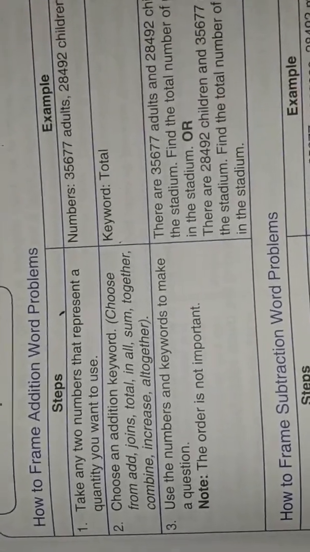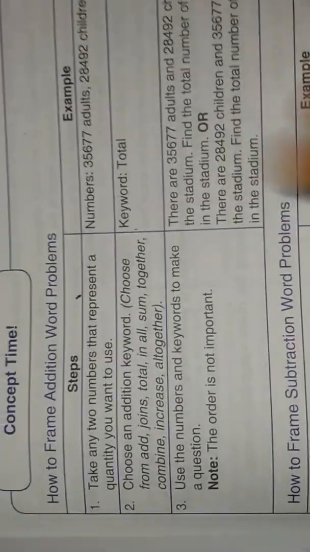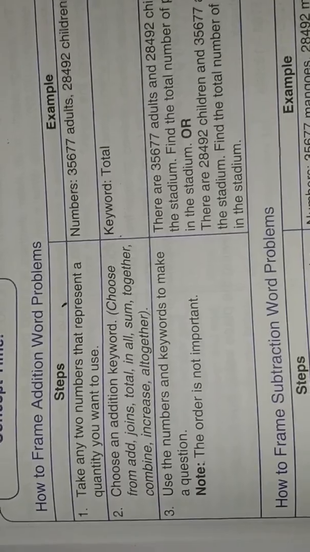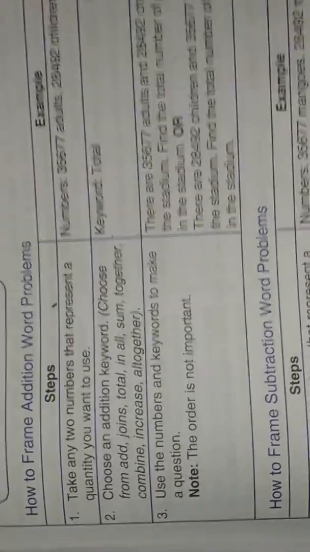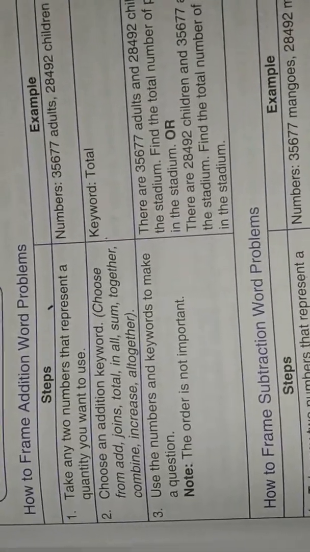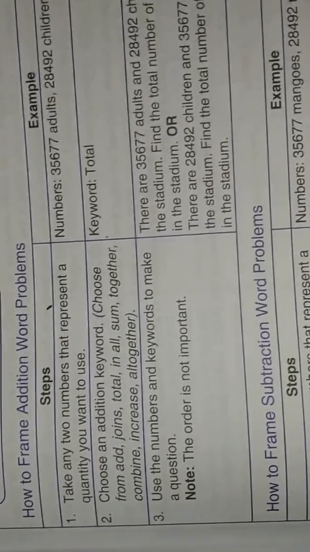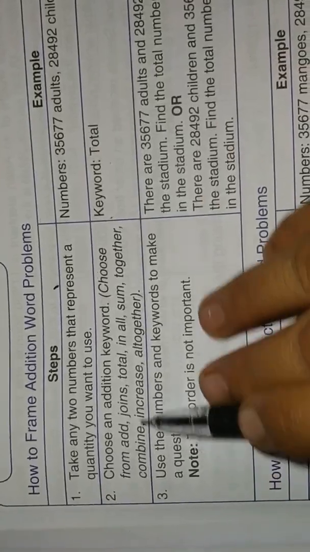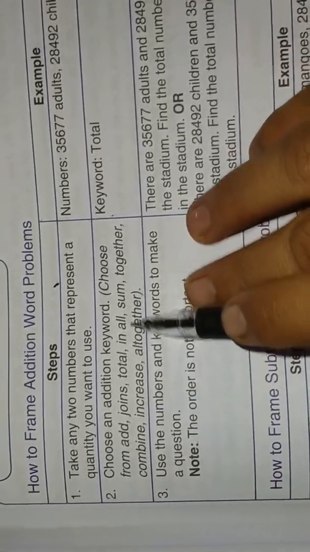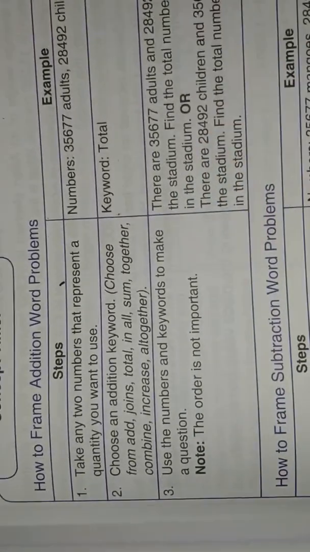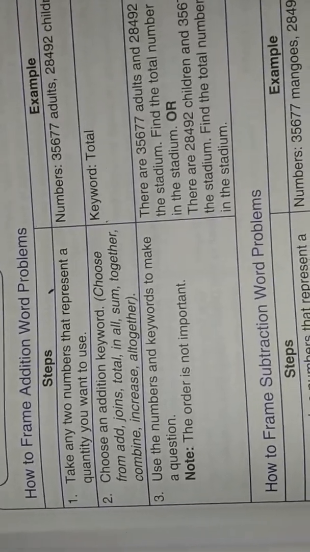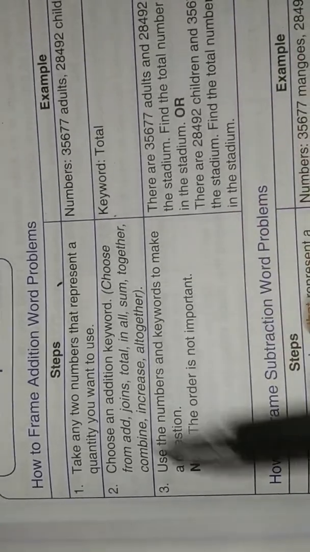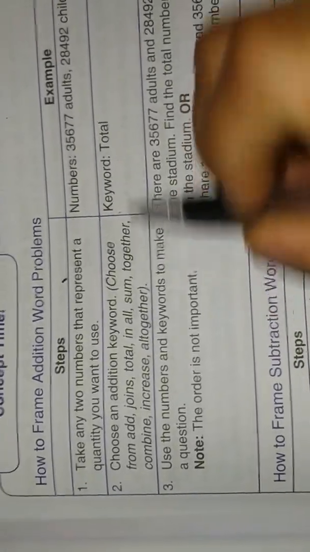If we are doing the addition, how to use the addition, what problems are here. Whenever we start the addition, there are some keywords about additions. उसके कुछ keywords हैं additions के. So which ones are those? वो कौन से हैं? The keywords are: choose, from, add, join, total, in all, sum, together, combine, increase and all together, like that. So here we will use the choose total.